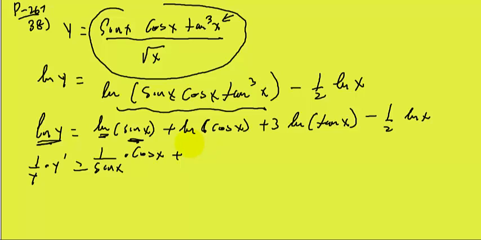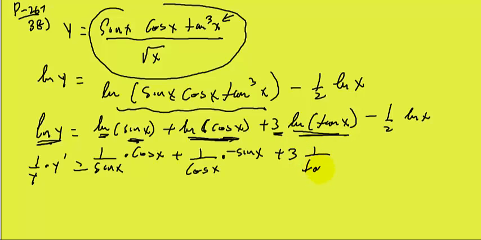Plus derivative of this: derivative of ln is 1 over cosine of x times derivative of cosine, which is negative sine x. And then I have a plus 3, and derivative of ln of tangent of x is 1 over tangent of x, because that's just the derivative of ln, times derivative of tangent x, which is secant squared x. And then minus 1/2, derivative of ln of x is 1 over x. Let's clean this up, and I also have to multiply by that.